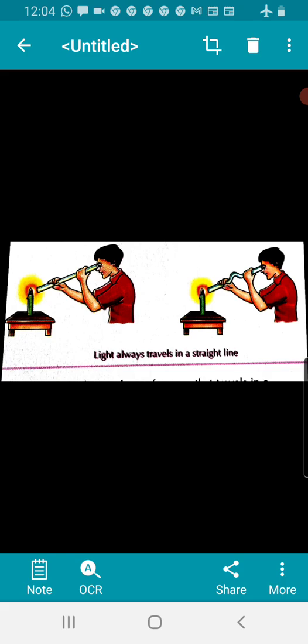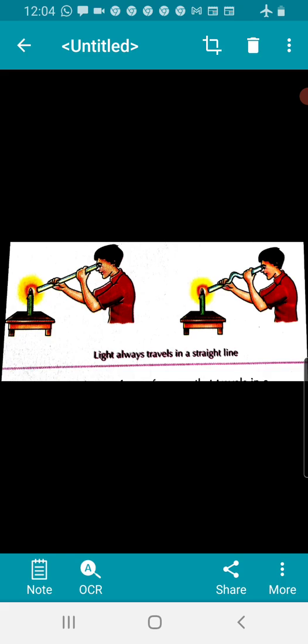In that activity, we can take a straight pipe and then look through the pipe. You can see the candle first through a straight pipe and then through a bent pipe. Why was the candle flame not able to be seen through the bent pipe? Because the light travels along a straight line.